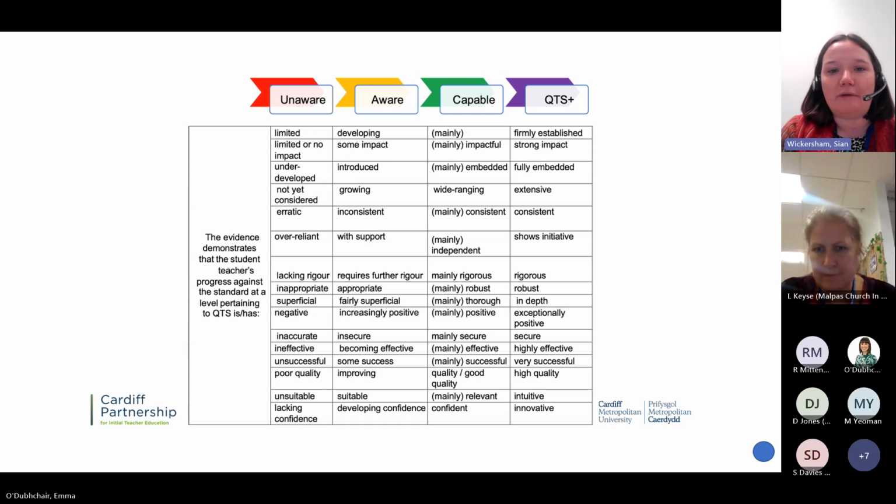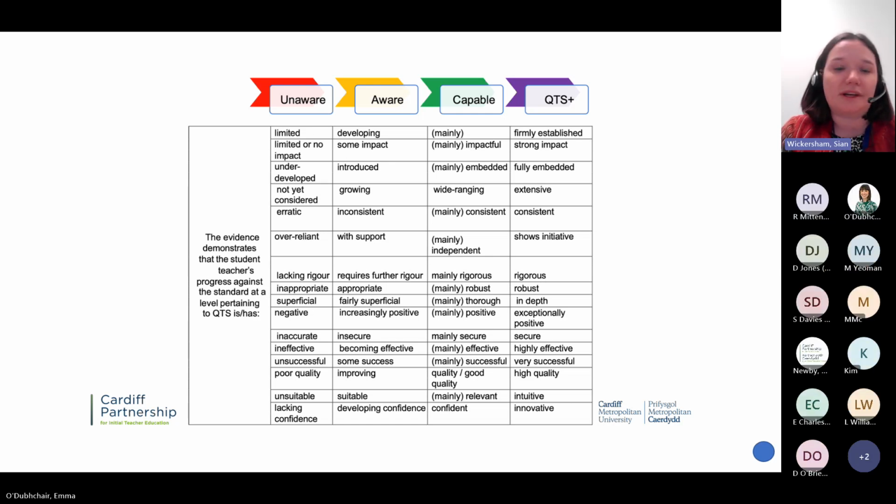So when you are preparing for the progress review, and Emma is going to talk us through what the nuts and bolts of that preparation looks like, these are some of the adjectives that you are going to be thinking of and seeing where you think your student teacher sits in relation to these adjectives. So if they're showing they've got limited understanding of something, or they've not yet considered a particular aspect, or perhaps they use something in an inappropriate way, so they use a technique when it wasn't appropriate for your class, or perhaps some things that they're doing are having a bit of a negative impact on the class, you're probably thinking that they are unaware for those standards that you're thinking of.